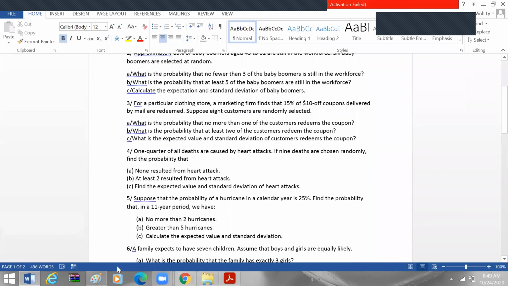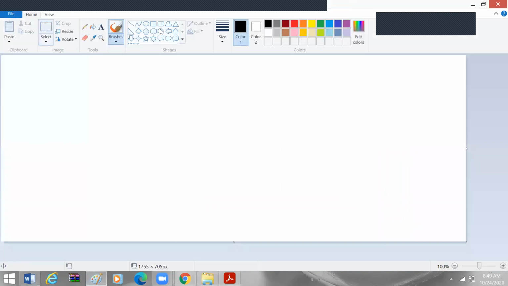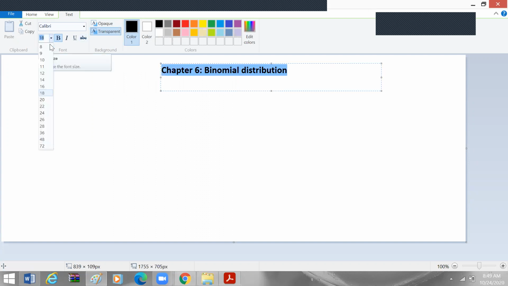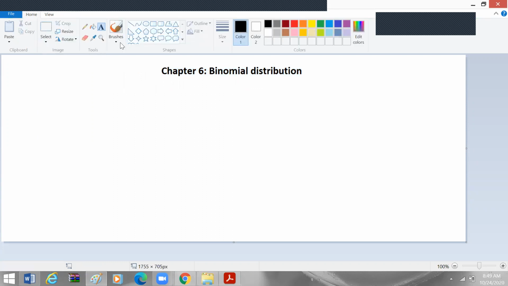That's really important. Let me rewrite what we need to know for chapter 6. Chapter 6 is the binomial distribution. Bi means 2, right? There will be success or failure, meaning that the question is going to give us p and n, not a word. That one is really, really important. So, the binomial distribution.